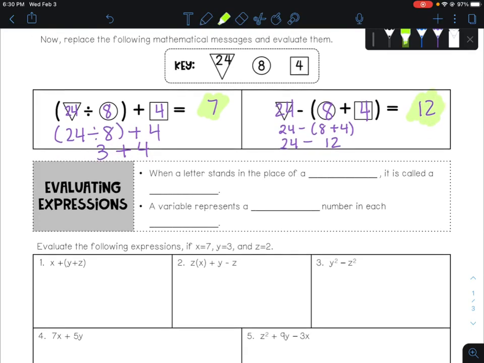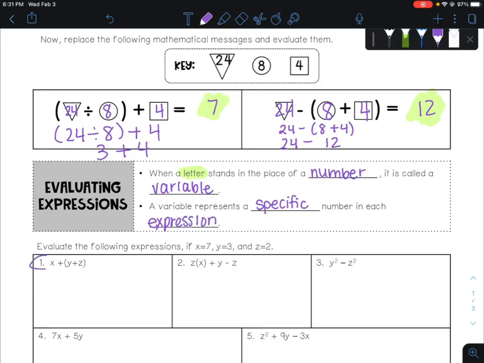Now, in math, it's not shapes being replaced by numbers. It's a letter that stands in place of a number, and we call it a variable. So, just like these shapes stood in place of a number, in expressions, we use variables or letters to stand in place of a number. Okay? And a variable, just like these shapes up here did, represents a specific number in each expression.